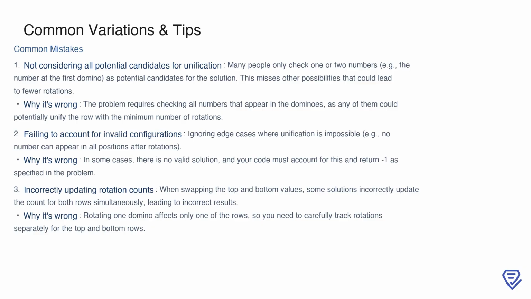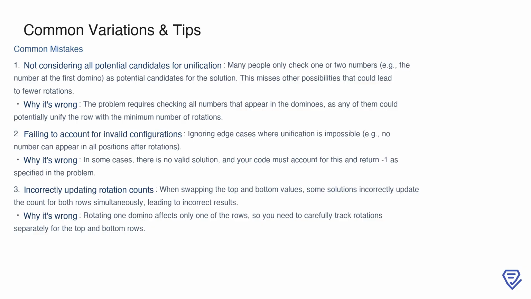When solving this problem, there are a few common mistakes that can trip up even experienced coders. First, many people fail to consider all potential candidates for unification. For example, they might only check the number on the first domino and assume that's enough.